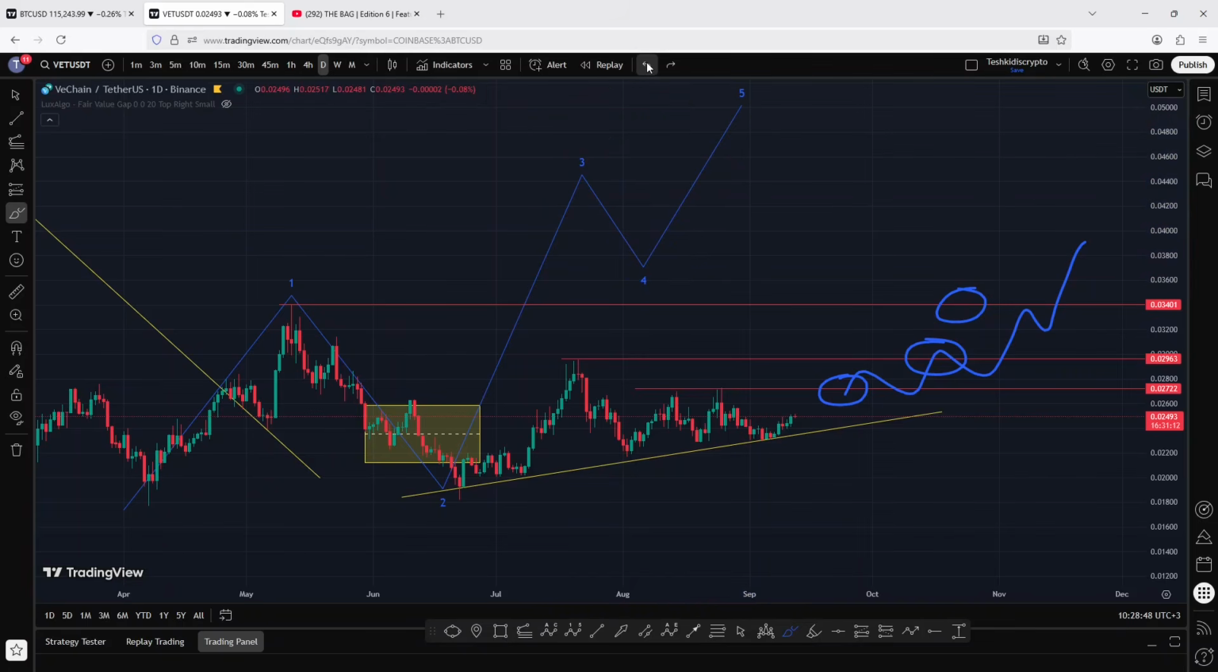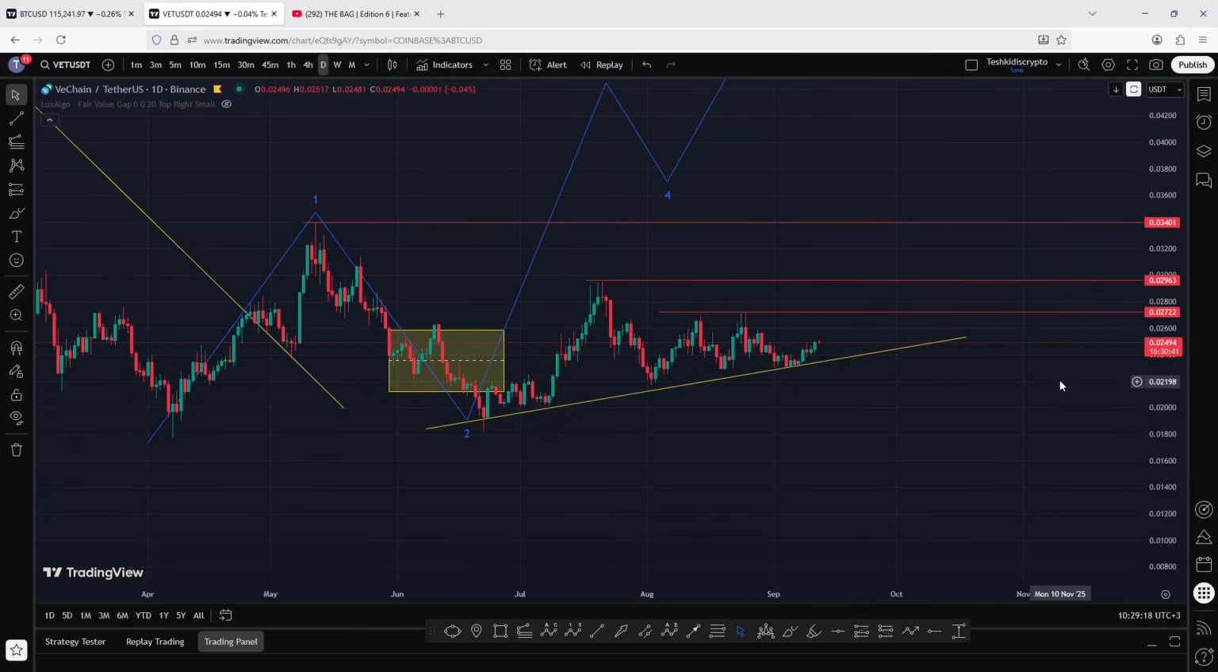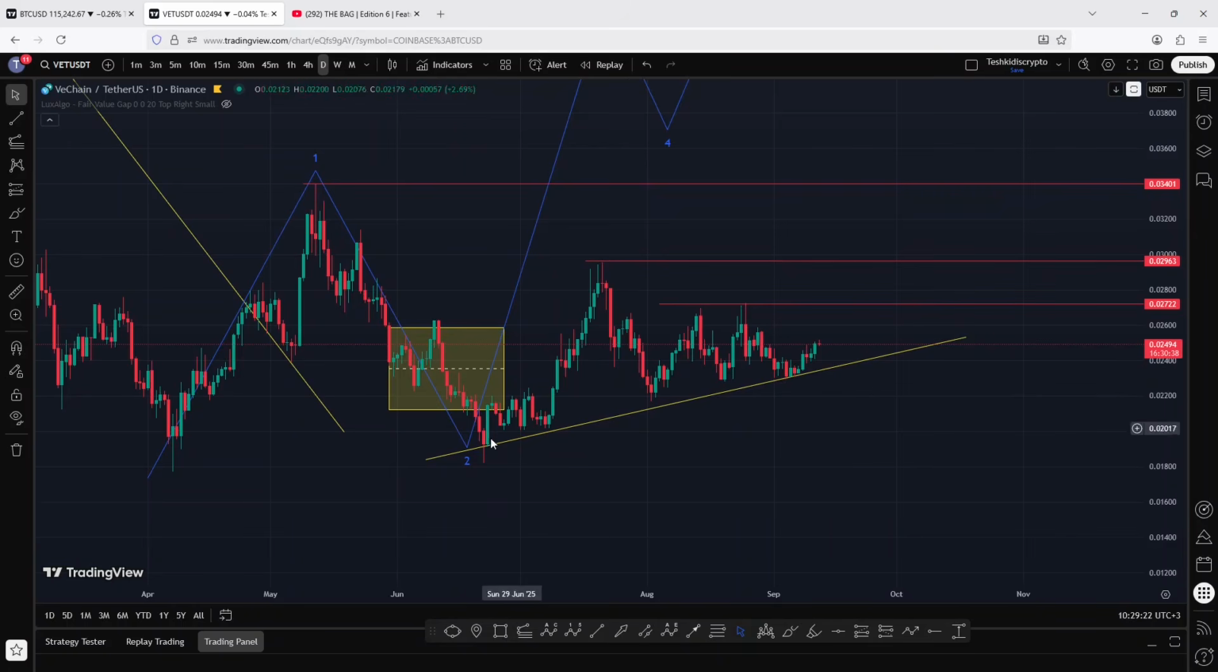So that is the first possible scenario that can play out here on the Vechain chart. For that to play out, we need to start seeing more impulsive price action in the next coming days. But if by any chance we don't see that impulsive action to the upside, then there's a very high chance that this 1-2 setup is going to fail. The first indication that we are going to get a failure of this 1-2 setup is a break to the downside of this ascending trend line that I have here on the charts, where you can see that we have more than 3 touch points.